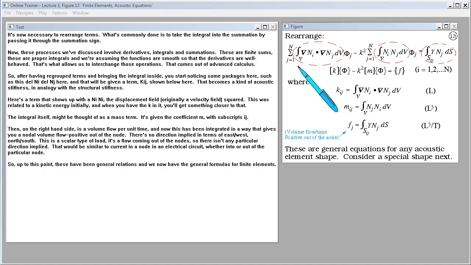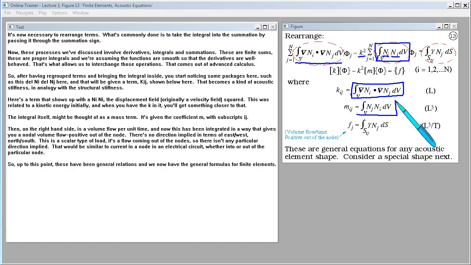So after having regrouped terms and bringing the integral inside, you start noticing some packages here, such as this del ni, del nj, and that will be given a term, kij, shown below here. That becomes a kind of an acoustic stiffness in analogy with the structural stiffness. Then here's a term that shows up with an ni, nj, the displacement field, or originally a velocity field squared. This was related to a kinetic energy initially, and when you have the k in it, you'll get something closer to that. The integral itself might be thought of as a mass term, and it's given the coefficient m with subscript ij.